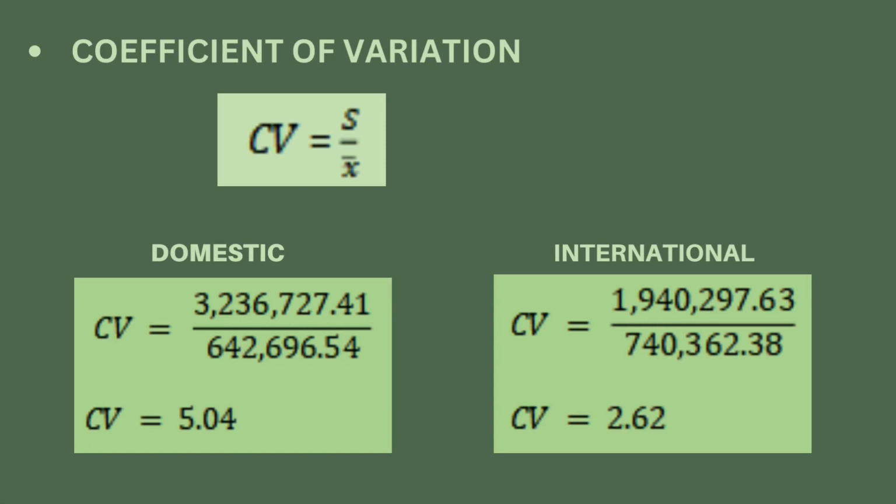Lastly, coefficient of variation, or we can call it CV. The formula for CV is standard deviation divided by the sample mean. We can see from the slide the calculations for both domestic and international. After calculating, domestic has a bigger CV value, which means that the higher the coefficient of variation, the greater the level of dispersion around the mean.